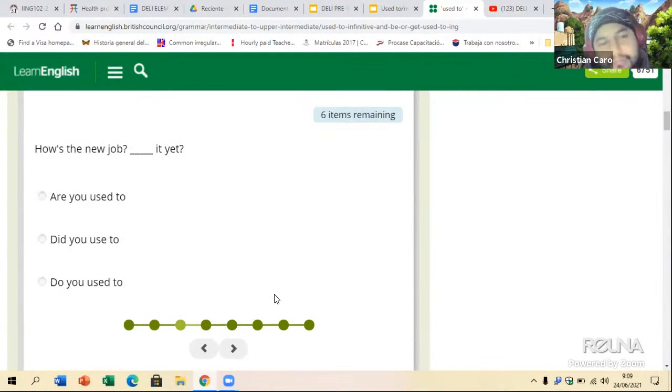What's the new job? Are you used to eat yet? Did you used to eat yet? Do you used to eat yet? Es como, oh, ¿cómo está la pega nueva? ¿Te acostumbraste? ¿O estás acostumbrada ya? ¿Ya estás acostumbrada? ¿Ya estás o te acostumbraste?